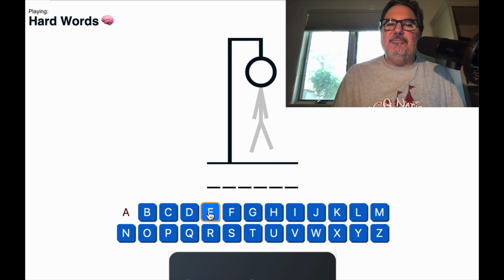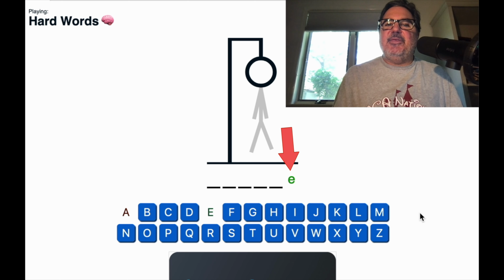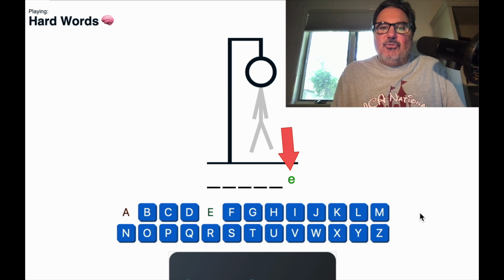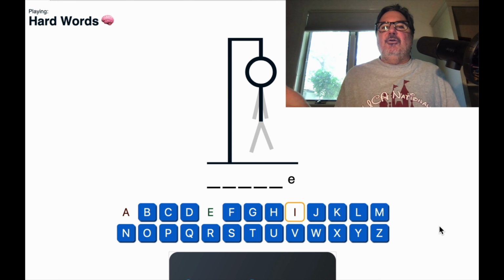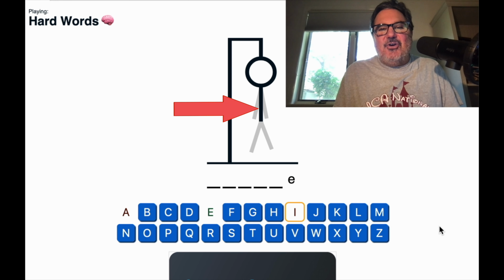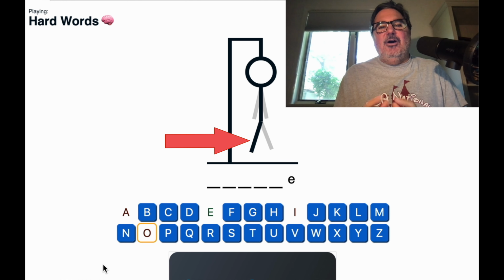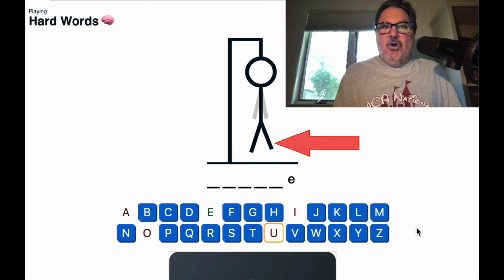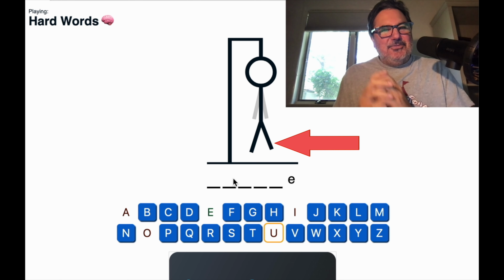Let's try the E. We've got the E. The E is at the end of the word. Well, that can't be the only vowel in this word, so we're going to have to keep going with vowels. Uh-oh, now we've got the body because there's no I. Let's go to O. Uh-oh, there's no O, and now there's a leg. Let's go to U. There's got to be a U. No, there's no U.